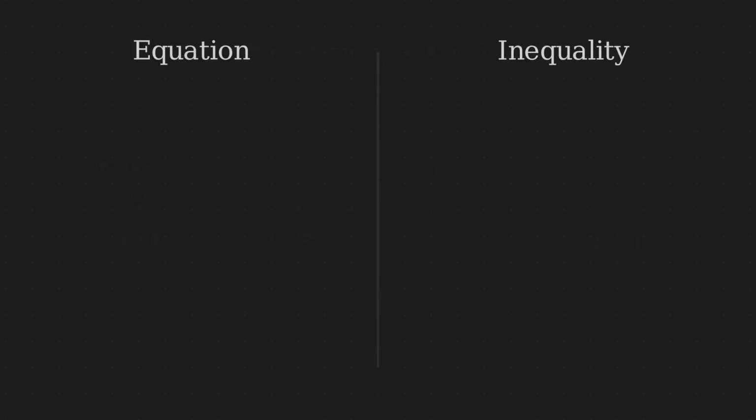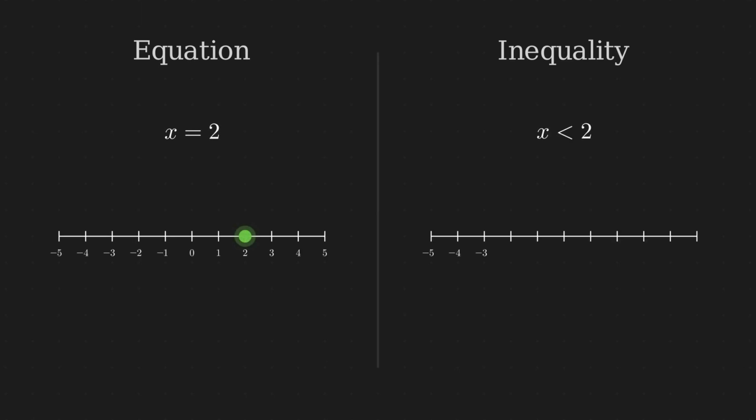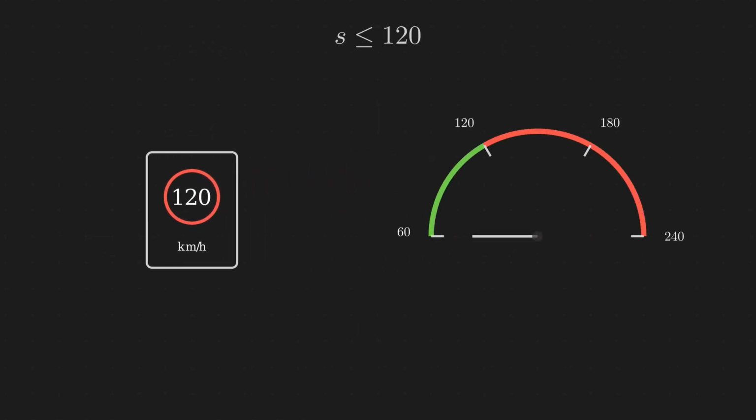Let's begin. The best way to understand the difference between an equation and an inequality is through an example. An equation states that x is equal to one specific value. An inequality states that x can be any value within a range. Think of it like a speed limit. If the sign says 120 kilometers per hour, your speed must be less than or equal to 120. You are not required to drive exactly 120, you just cannot go over it.